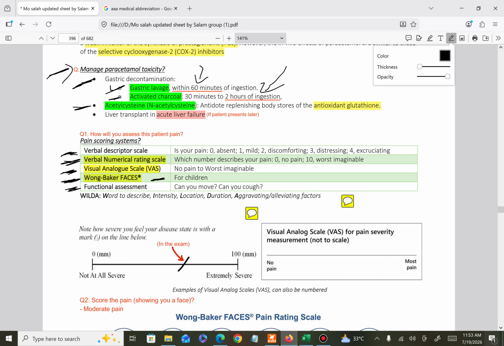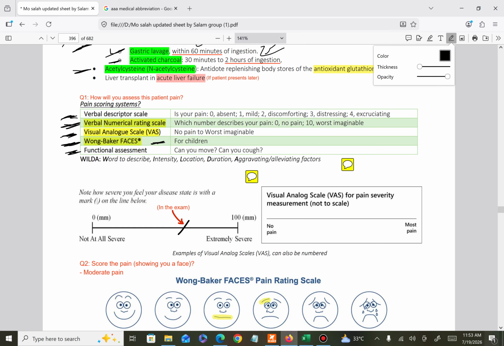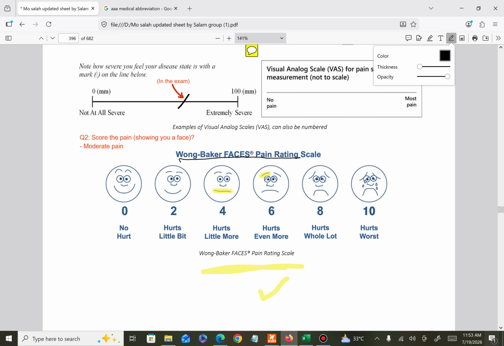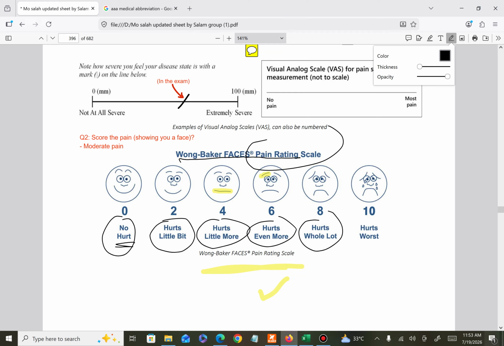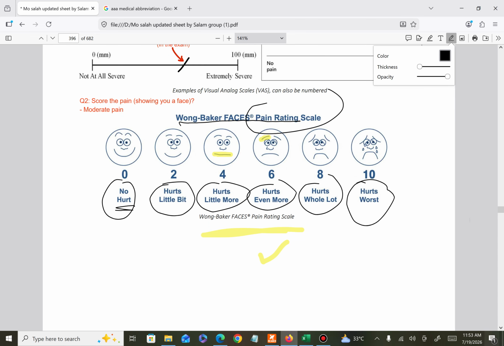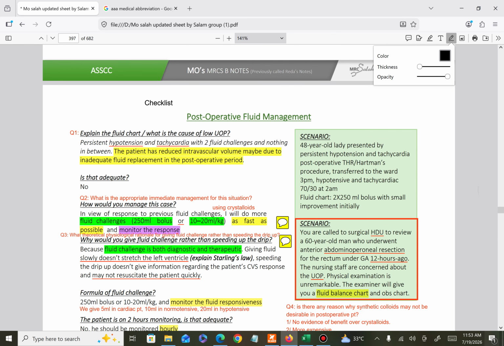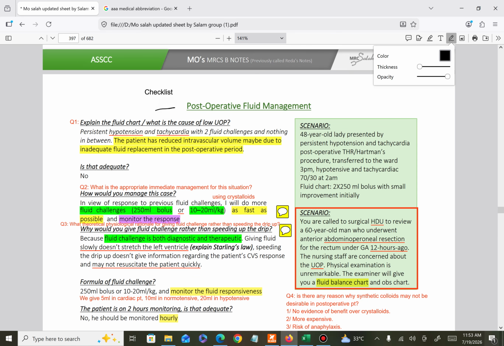Okay. Then the functional assessment. Can you move or can you cough? So this will be the functional assessment. So that is the Wong-Baker faces pain rating scale. 0, the face is smiling, so it means no pain. Hurts little bit, hurts little more, hurts even more, hurts whole lot, hurts worst. Okay, so these are the pain management scoring systems.